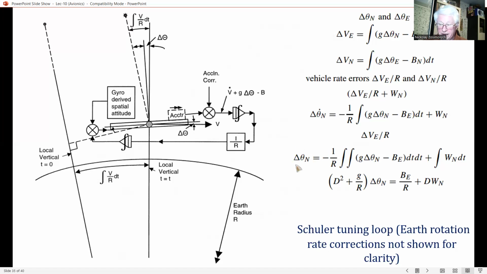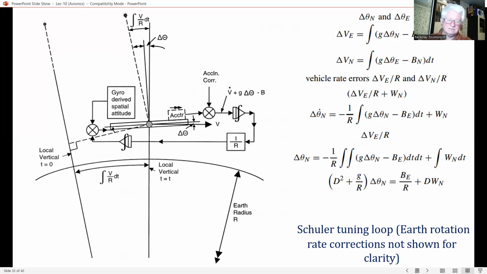delta theta N, not dot, the next integration. So minus 1 over R and a double integral. Differentiating twice and rearranging gives us these expressions. A similar equation for delta theta E can be obtained, with the forcing functions being B sub N and W sub E. I hope it will be very simple for you to get this by your own hand.